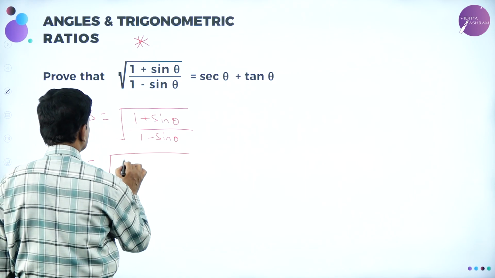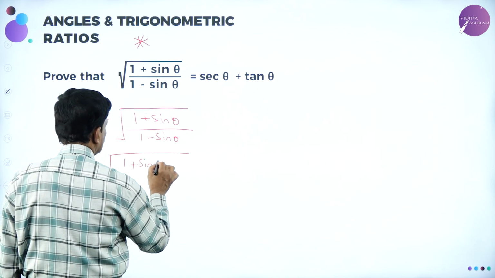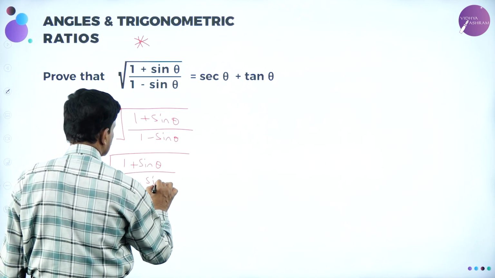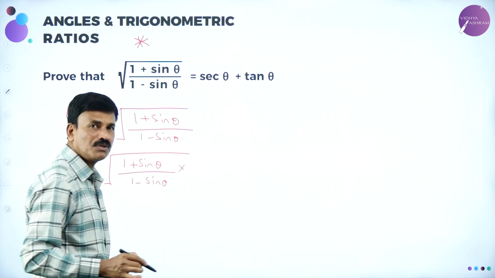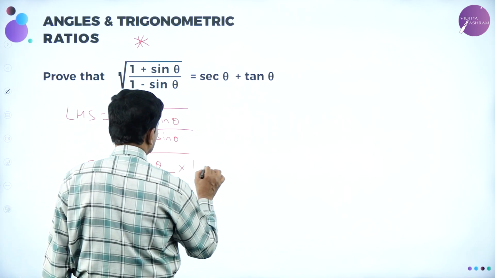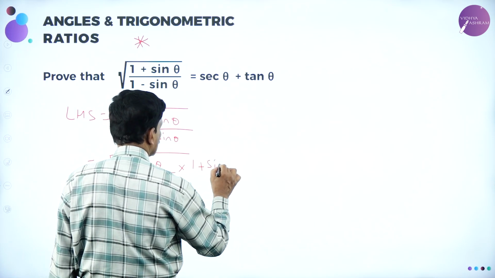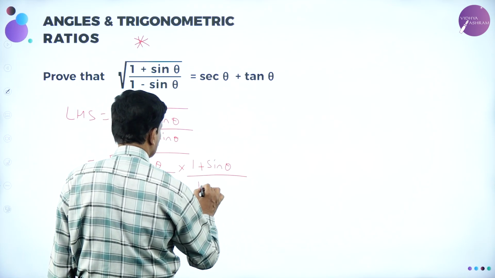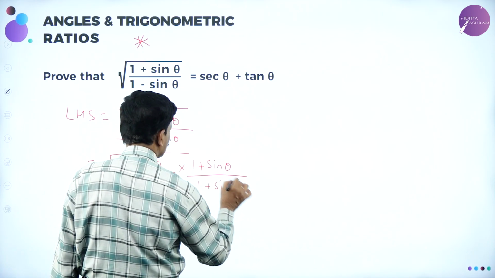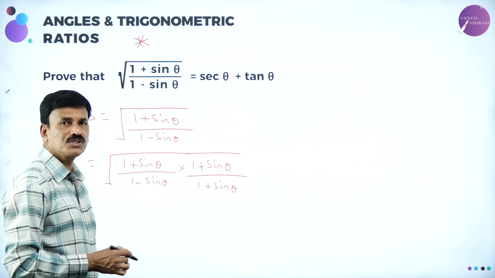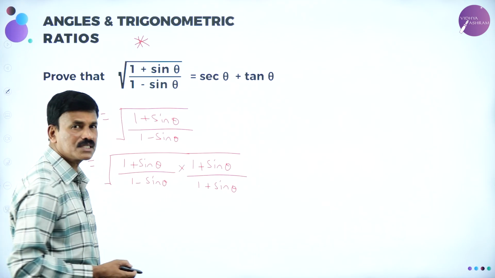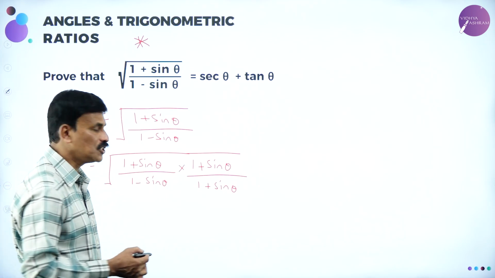Rationalizing the denominator: square root of 1 plus sin theta divided by 1 minus sin theta. Just multiply both numerator and denominator by 1 plus sin theta. That means multiplying 1 plus sin theta divided by 1 plus sin theta, rationalizing the denominator.